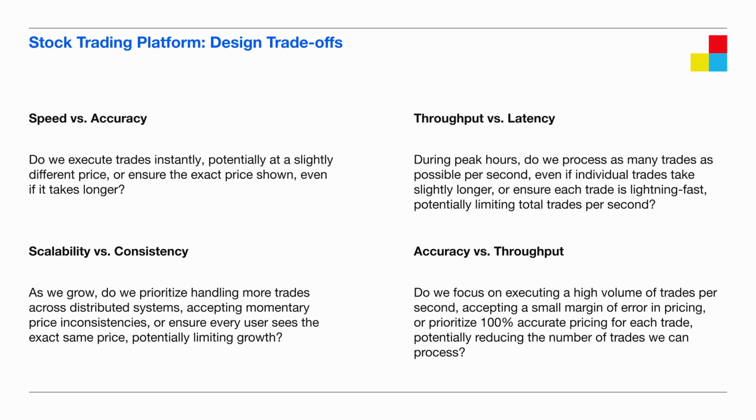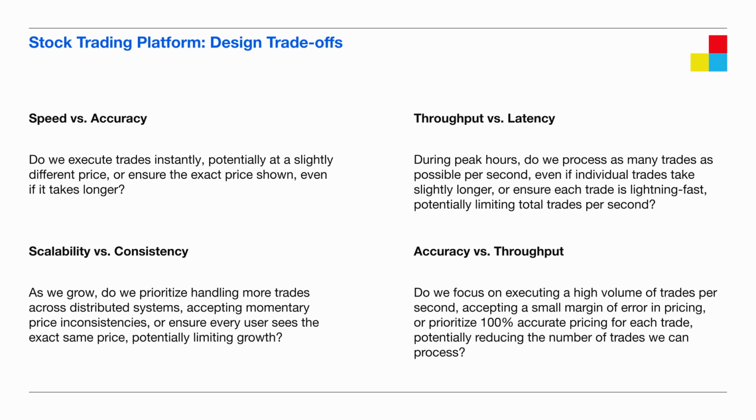Speed versus accuracy. Do we execute trades instantly to ensure a fast response for users, even if the price fluctuates slightly? Or do we prioritize locking in the exact price shown to the user, even if that means we might take more time to process the trade? Throughput versus latency. During peak hours, do we process as many trades as possible per second, even if the individual trades take slightly longer, or ensure each trade is lightning fast, potentially limiting total trades per second?